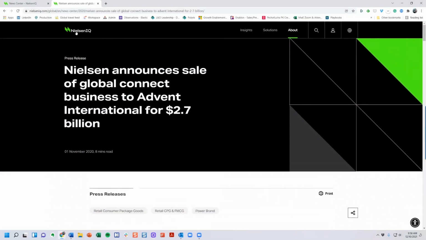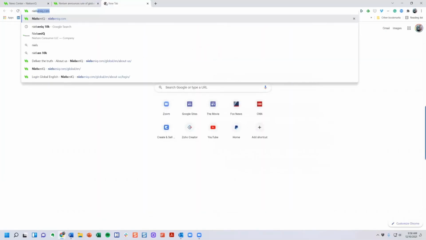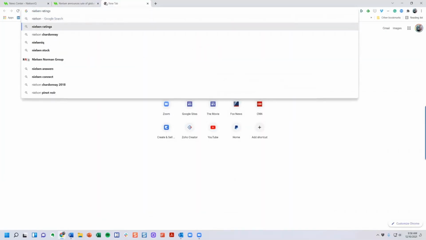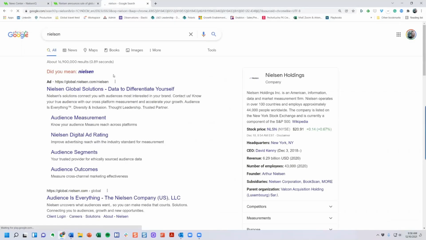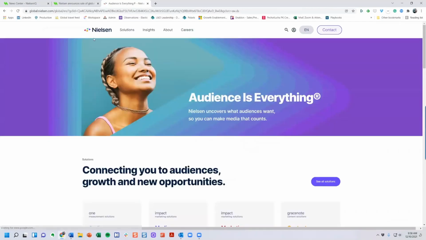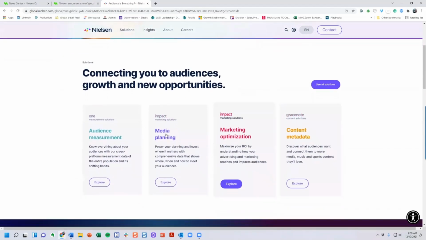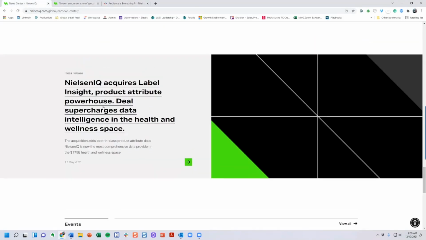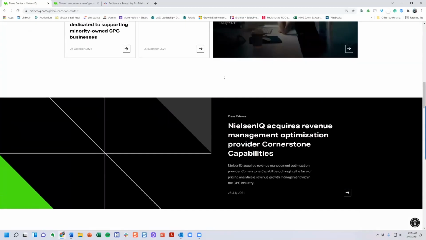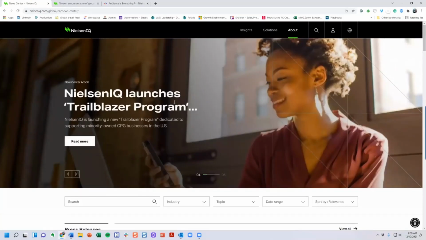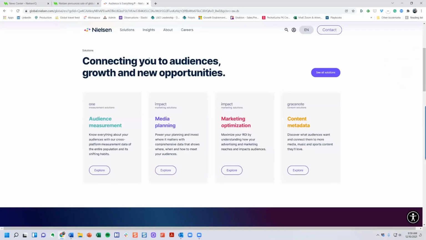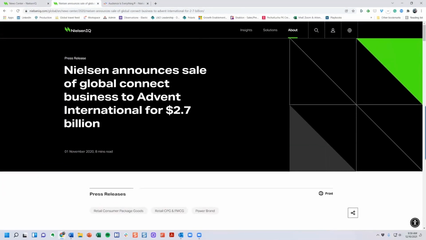Nielsen is a big company. They run the Nielsen ratings. So if I go to Nielsen, there's global.nielsen.com. So there's Nielsen Global Solutions. Looks like this. They measure audiences, media planning, etc. Nielsen IQ was sold. That's the company whose job description we're looking at. Nielsen IQ was sold off from the Nielsen main brand. It was sold off to these guys, Advent International, for $2.7 billion.